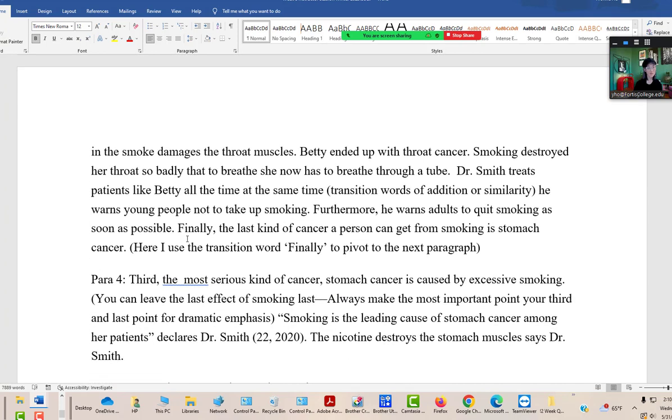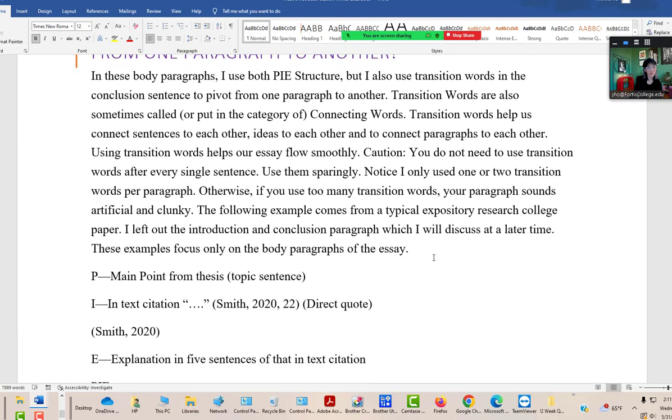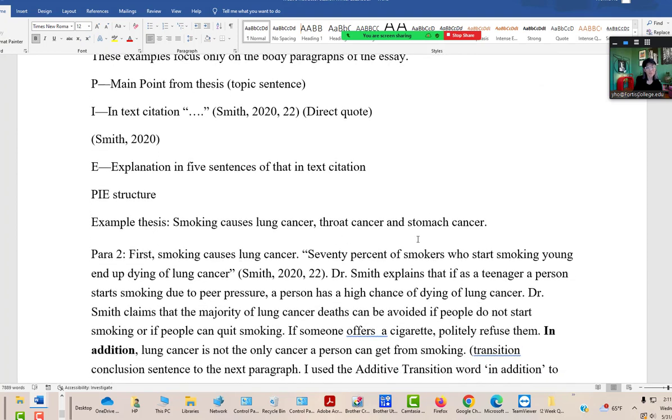Then we use things like "finally," "in conclusion," "to summarize." These would be the transition words of conclusion used before the last sentence of a paragraph as you pivot to the next paragraph. Finally, the last kind of cancer a person can get from smoking is stomach cancer. And then third, the most serious kind of cancer, stomach cancer, is caused by excessive smoking. And so my last sentence transitions into the first sentence of the next paragraph. And that all comes from this particular thesis statement that smoking causes lung cancer, throat cancer, and stomach cancer.